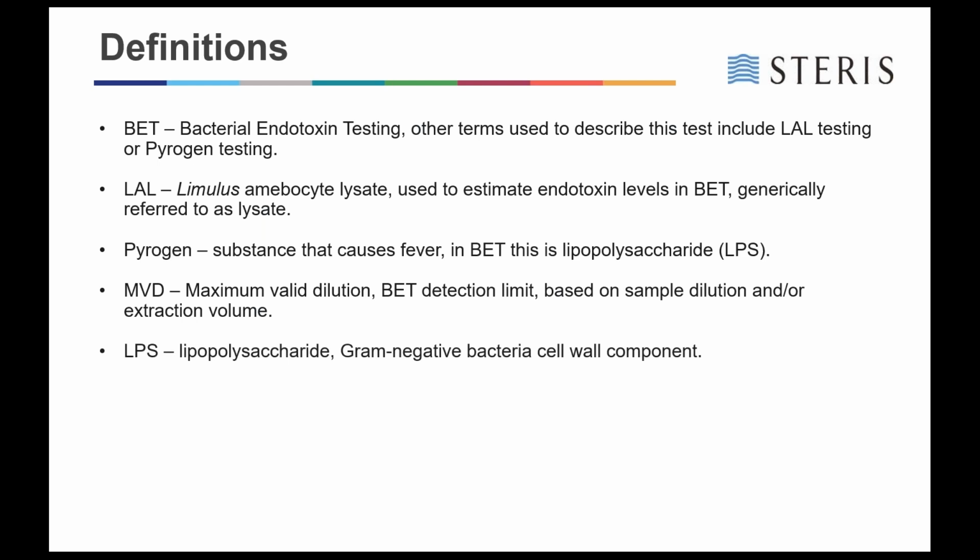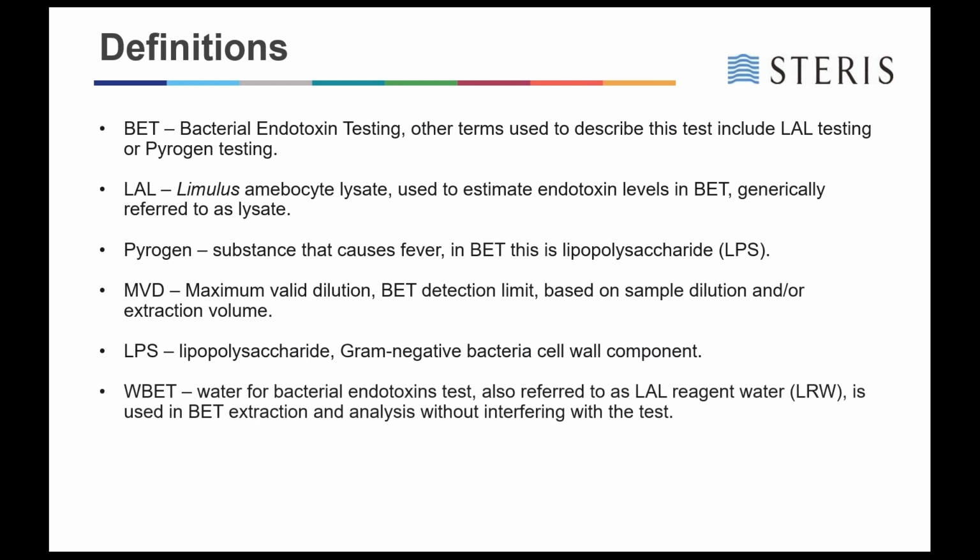Of course, we want to also give you a short information about LPS. So LPS are lipopolysaccharides. This is a very important component of the gram-negative bacteria cell wall, and we will illustrate this to you later in the Tech Talk more in detail. For bacterial endotoxin testing, we use a special type of water. This is called WBT, water for bacterial endotoxins tests, and sometimes it is more generic, also referred to as LAL reagent water. And we use this for BET extraction.